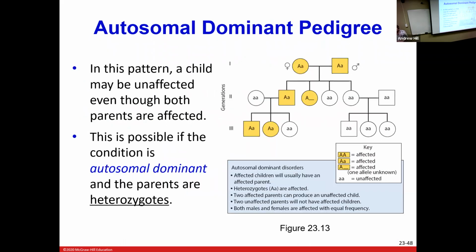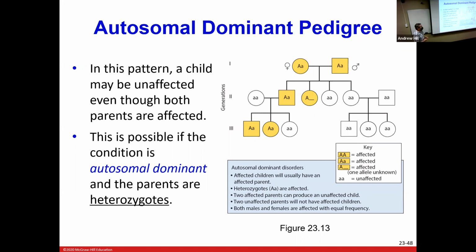So now I want to compare that with the dominant pedigree. So here, as you can see, if you look at this family tree, this pedigree, we see that in any case where you have the big A, right, you have the allele, then you have the disease, okay? So in this case, the people that don't have the disease are all homozygous recessive, okay? So it's very different. It's a very different pattern.